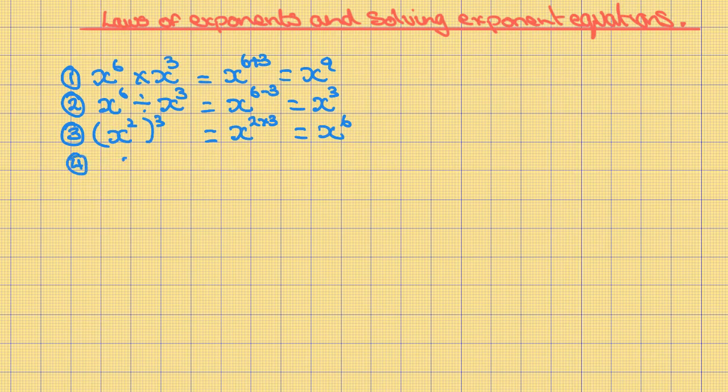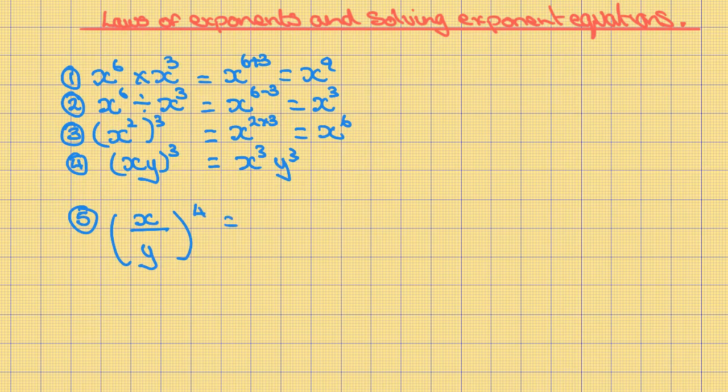For the fourth one, if you have xy cubed, you just split them up. So that's x cubed y cubed. Same sort of thing for division. If you have x over y raised to the power of 4, that's the same as x to the power of 4 divided by y to the power of 4. X to the power of 0: anything to the power of 0 is always 1.